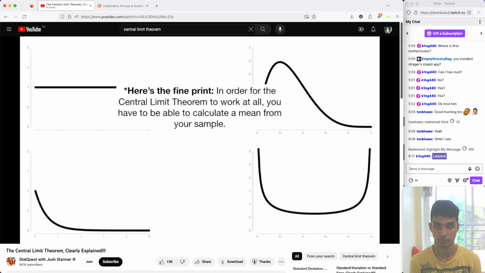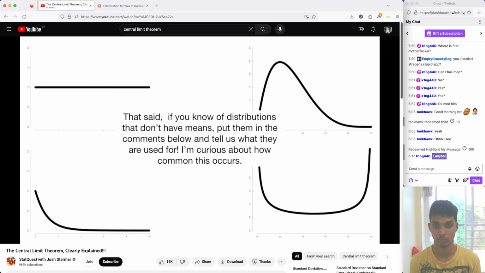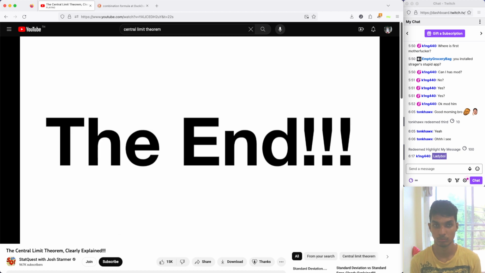In order for the central limit theorem to work at all, you have to be able to calculate a mean from your sample. Off the top of my head, I can think of only one distribution, the Cauchy distribution, that doesn't have a sample mean. And after doing biostatistics for 20 years, I've never come across it in practice. That said, if you know of distributions that don't have means, put them in the comments below and tell us what they're used for. I'm curious about how common this occurs.